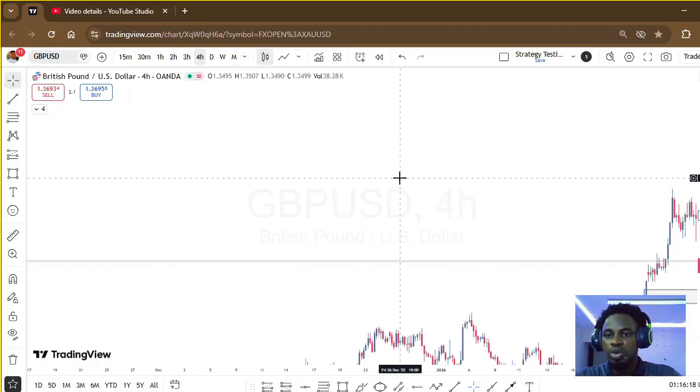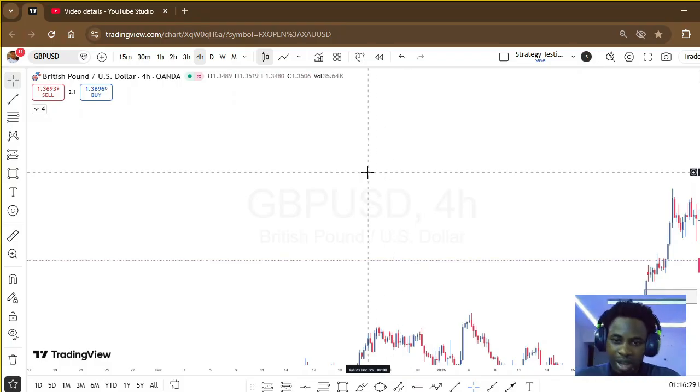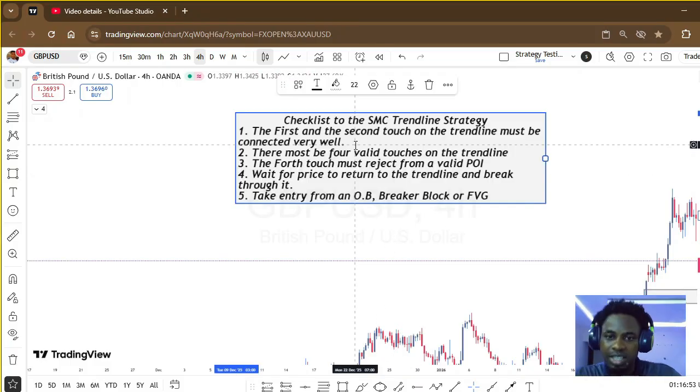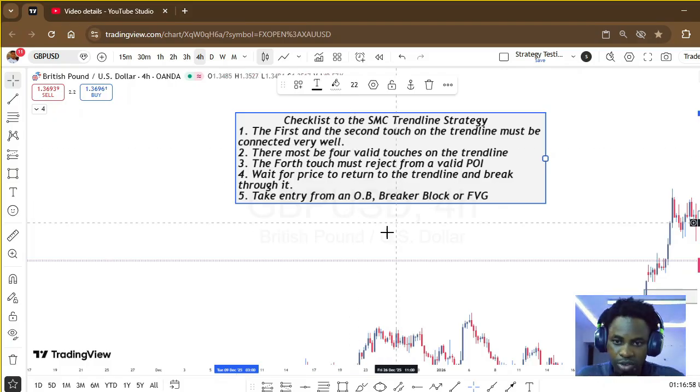Today, we want to talk about the smart money trendline strategy. It's actually one of the best strategies I've learned out there. This strategy is very, very simple and very easy to use. These are the checklists to use this strategy accurately, right? And what is this strategy? So, what is it all about?